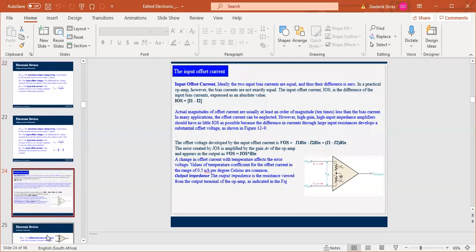Let's go to number 24. Just an example, you can work through that by yourself. I think what is important in this case is that you can see there's the input impedance. In this case it consists of that resistance there and that resistance there. That point there is coupled to common.